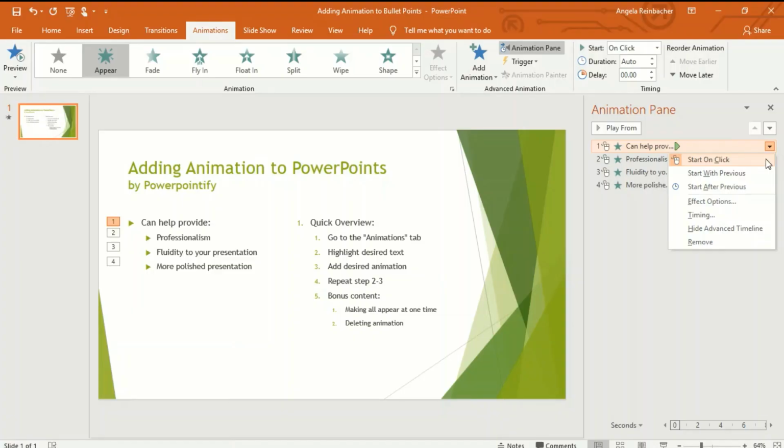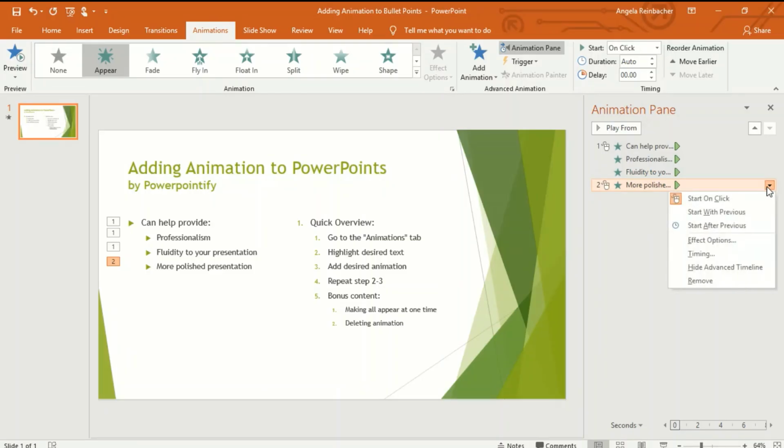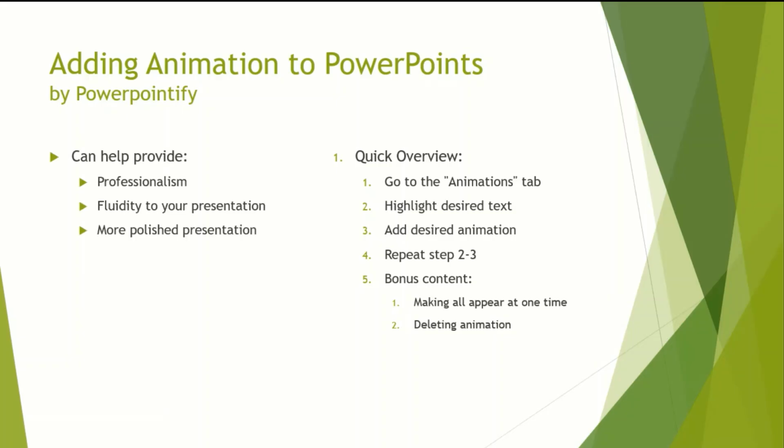So if I want all my bullet points to appear one after each other, I want to use the one that says start with previous. Starting with previous means that my bullet point will appear with the previous animation so that they go on simultaneously. Once I change all of those, I can then preview my slide. And once I click my first animation, they all appear together.